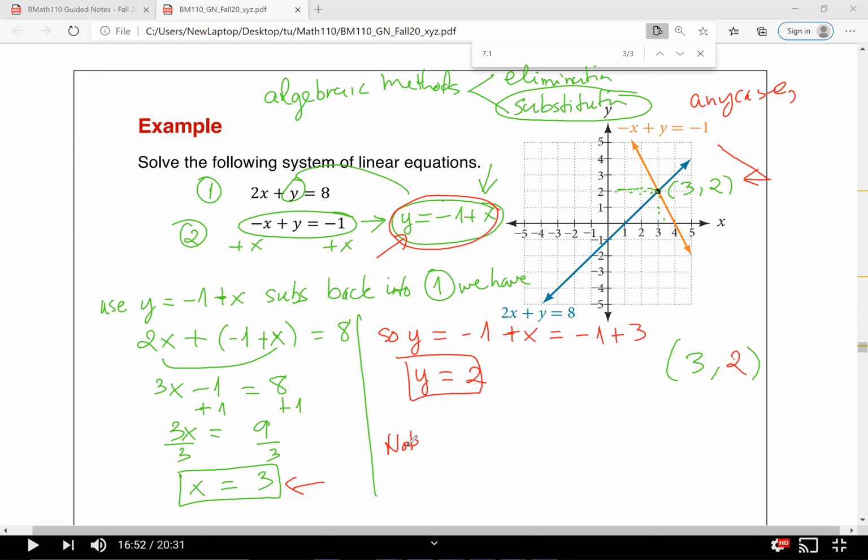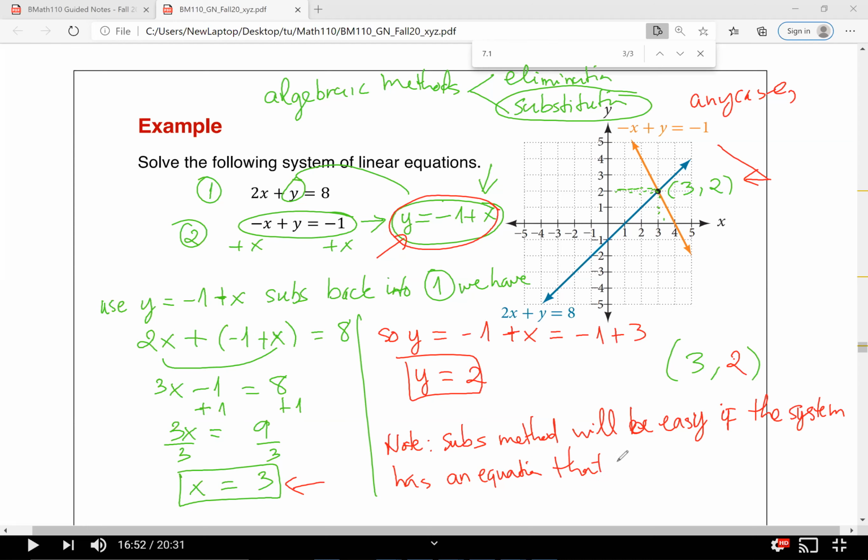So note that substitution method will be easy if the system has an equation that has isolated a variable already.